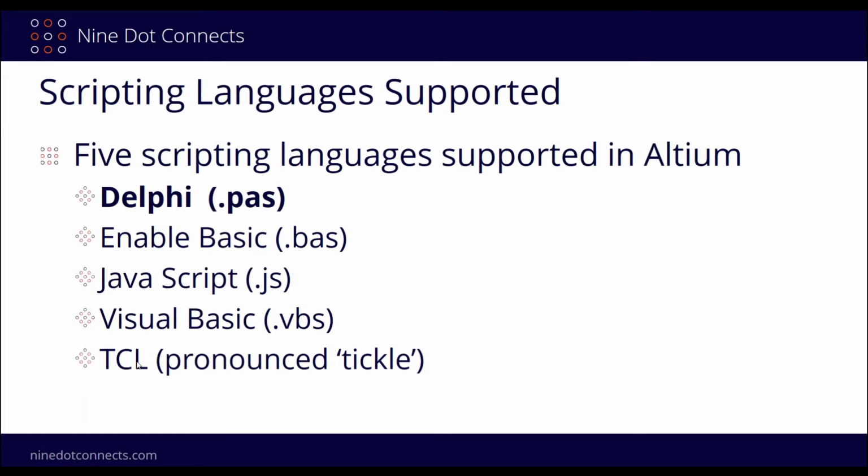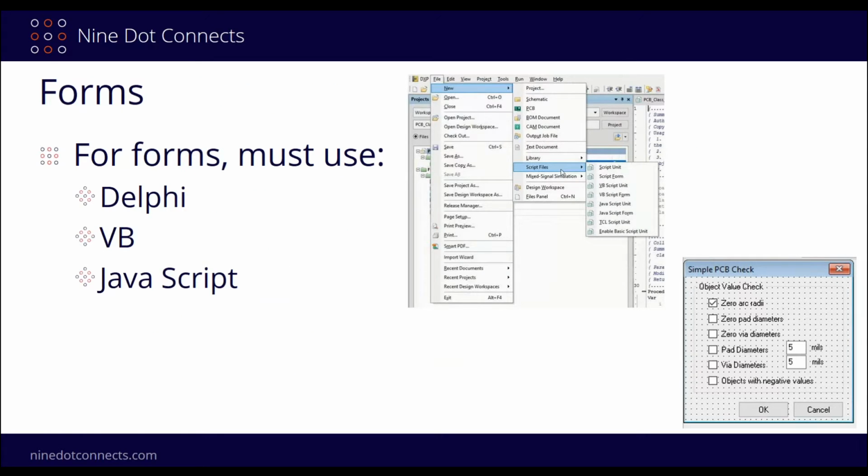Now, as I mentioned before, a lot of times we have to use something called a form, and that's how we put our initial conditions into our program so that it can run off and do what it needs to do. Well, only 3 of those 5 languages can do that: Delphi, VB, or JavaScript. If I jump out of here for just a moment, we've got our project over here, and that's the one I'm going to try to add it to.